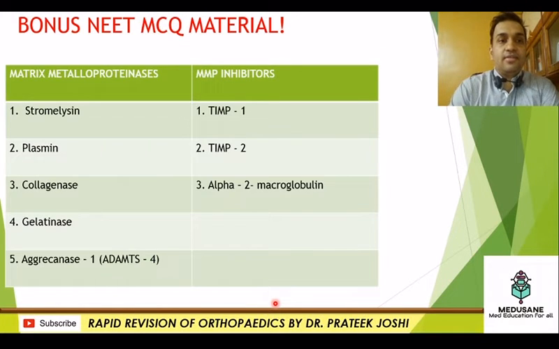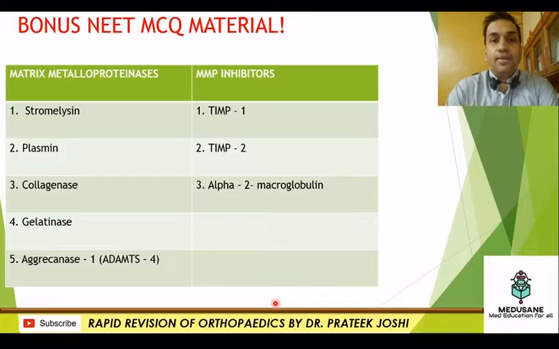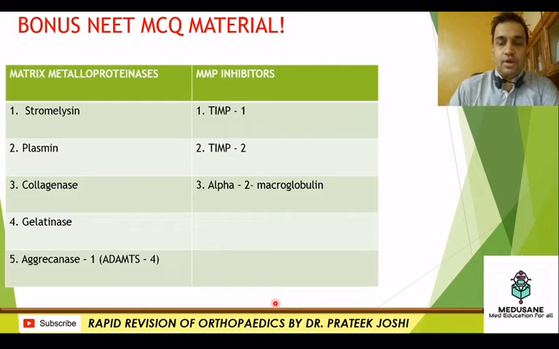Now another bonus NEET MCQ material, we always speak about matrix metalloproteinases and then how the body produces inhibitors of matrix metalloproteinases. So these are the enzymes, again very useful in your all except type of questions. So the matrix metalloproteinases are first stromelysin, plasmin, collagenase, gelatinase, and aggrecanase 1, and the inhibitors of these are tissue inhibitor of metalloproteinase-1, so TIMP1, TIMP2, and our old friend alpha-2 macroglobulin. So these are things which can be asked as MCQs, so please take them down.